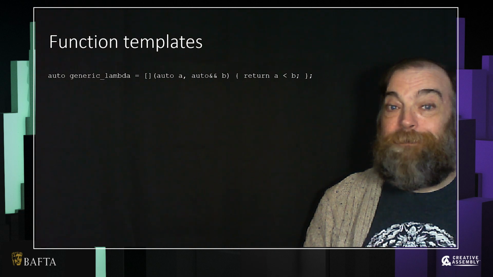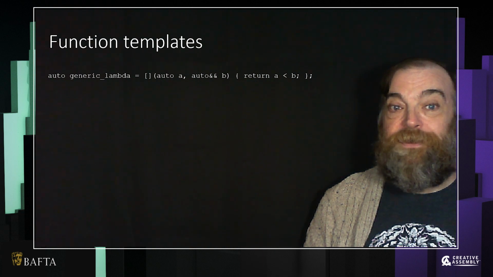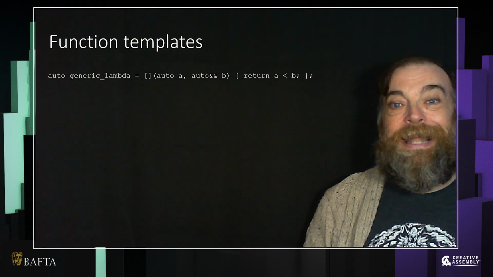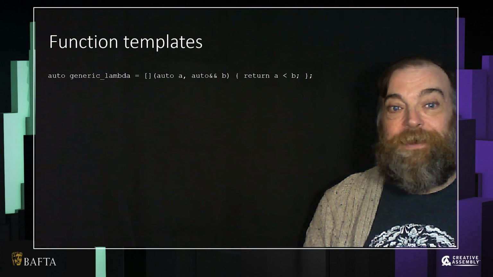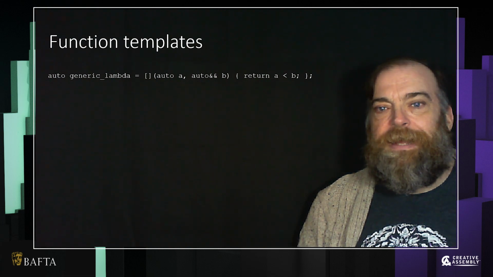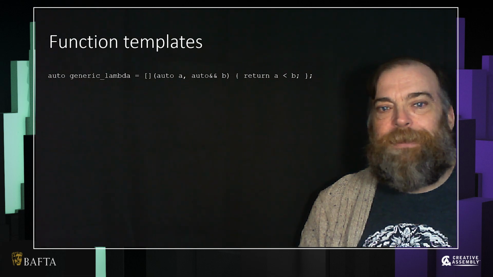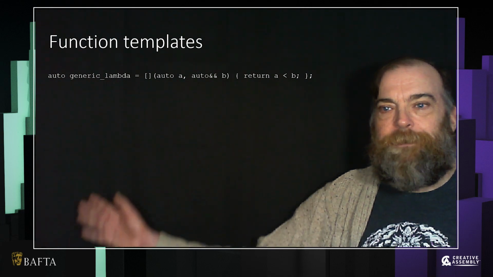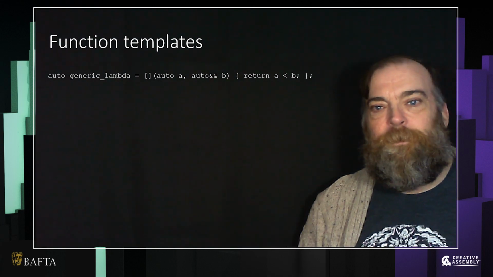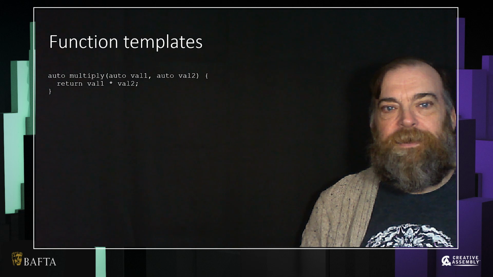But this isn't the only place where the auto keyword appears in function definitions. Since C++14, we've been able to use it in lambda functions, as you can see. This example from cppreference.com is called a generic lambda. And again, the compiler simply infers what the types of A and B are. Note that double ampersand in the second parameter, just up there. We'll be returning to that in a moment.